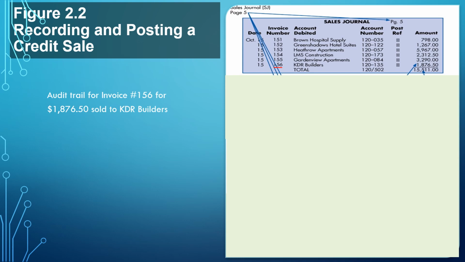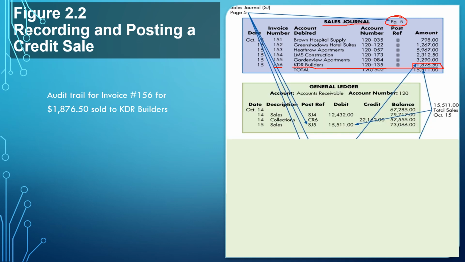Figure 12.2 illustrates the recording and posting of credit sales. So it also illustrates how the audit trail process works, for one example, invoice number 156. So this is the invoice and this is the amount. We will see how it's connected to the sales journal. This is the sales journal, page 5. These are the references and how it's connected to the other records or postings.